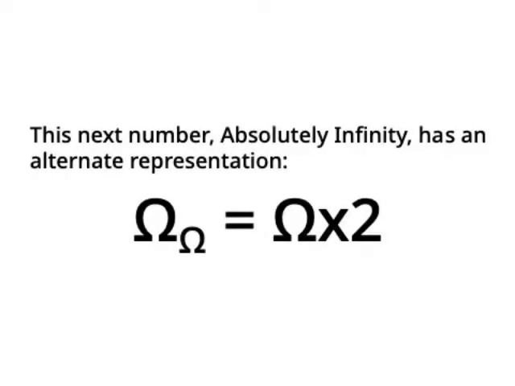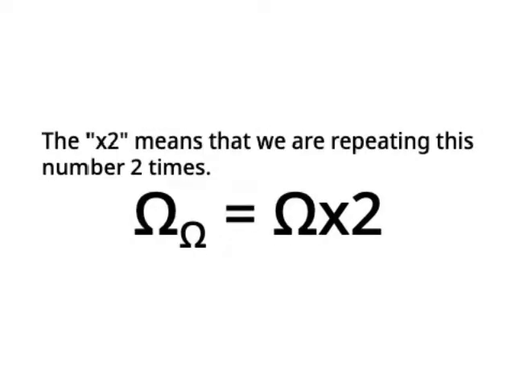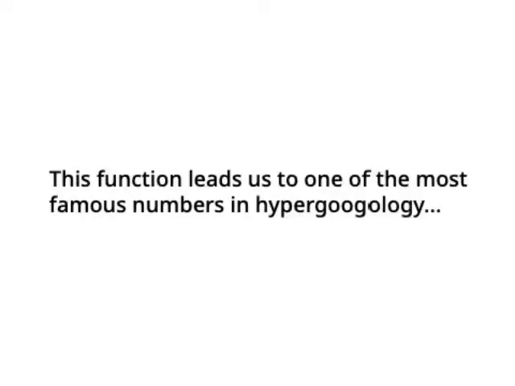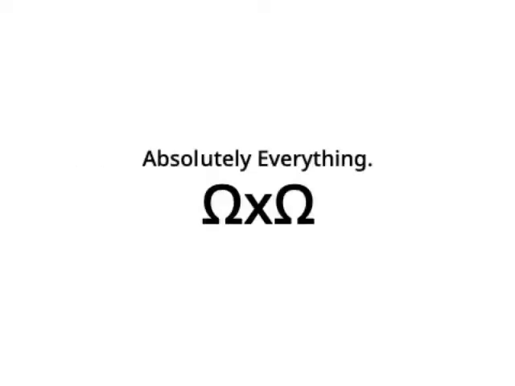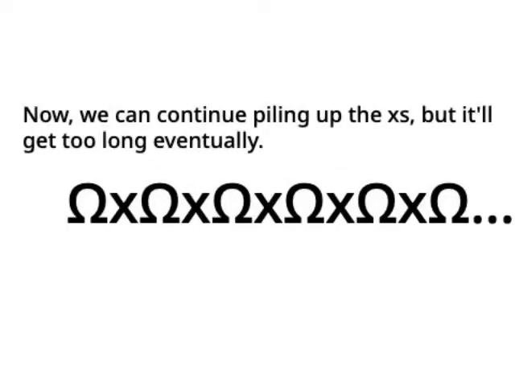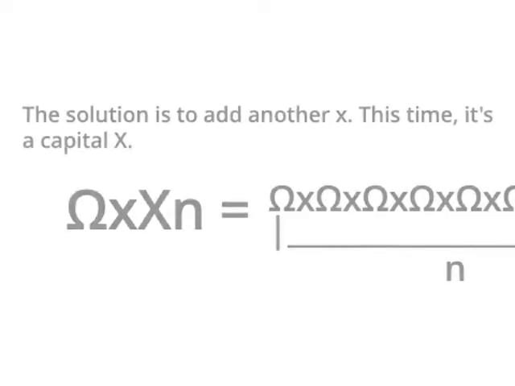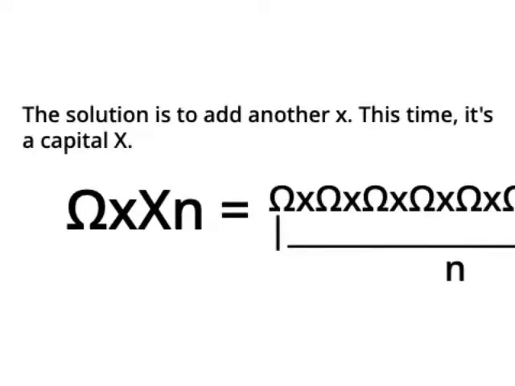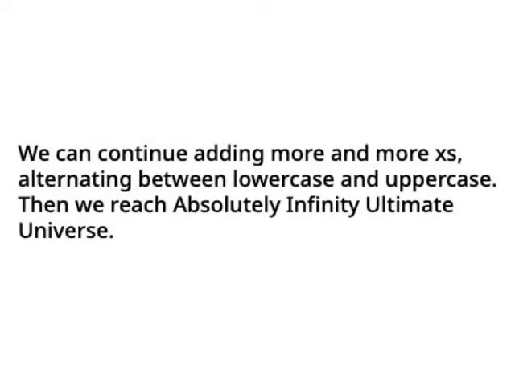This next number, Absolutely Infinity, has an alternate representation. The x2 means that we are repeating this number 2 times. This function leads us to one of the most famous numbers in hypergogology: Absolutely Everything. Now, we can continue piling up the x's, but it'll get too long eventually. The solution is to add another x. This time, it's a capital X. We can continue adding more and more x's, alternating between lowercase and uppercase. Then we reach Absolutely Infinity Ultimate Universe.